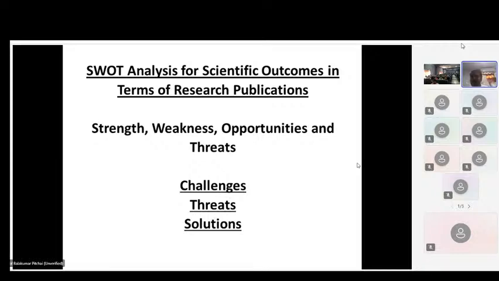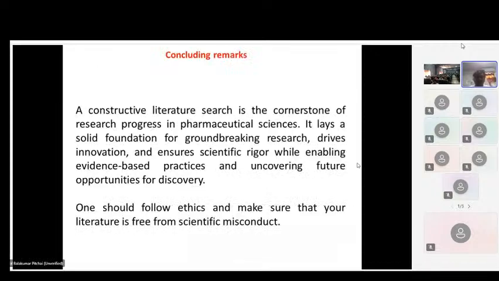High quality training. High quality training is very much inevitable, and that is the purpose of having this session conducted today with the leadership of Dr. Jagdish. A constructive literature search is the cornerstone of research progress in pharmaceutical sciences. It lays a solid foundation for groundbreaking research, drives innovation, and ensures scientific rigor while enabling evidence-based practices and uncovering future opportunities for discovery. As a student, as a researcher, as a scholar, as an academic, you should follow ethics and make sure that your literature is free from any kind of scientific misconduct.